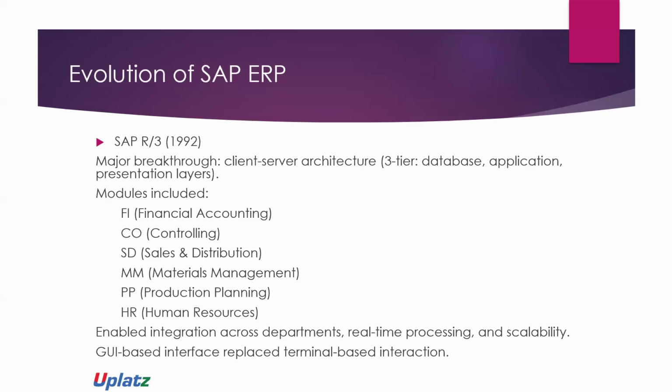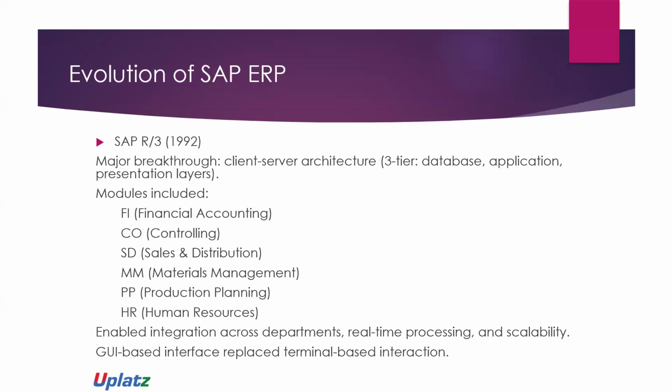Now I'm coming to SAP R3, which is named Real-Time 3, and it came in the year 1992. The major breakthrough here was the client-server architecture, a three-tier architecture with three layers. The first layer is called the database layer, the second layer is called the application layer, and the third layer is called the presentation layer.